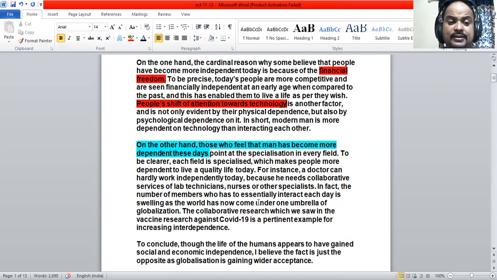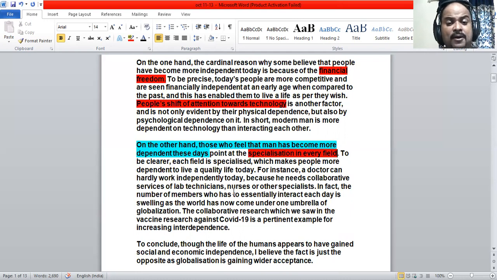On the other hand, we have specialization in every field. Why do some people say that people are becoming more dependent these days? What is the reason? If you analyze, we can see specialization in every field. Each field is specialized, which makes people more dependent to live a quality life today.